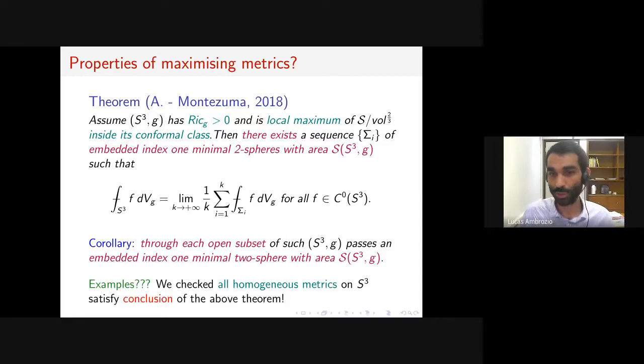Examples, well, we checked that homogeneous metrics naturally satisfy the conclusion of this theorem. But homogeneous metrics actually satisfy a bit more. So, for example, for the Berger metrics, you have an explicit description of the minimal two spheres, and you can check that through each point and through each tangent plane, you can find a minimal two sphere that passes through that point and is tangent to that plane.